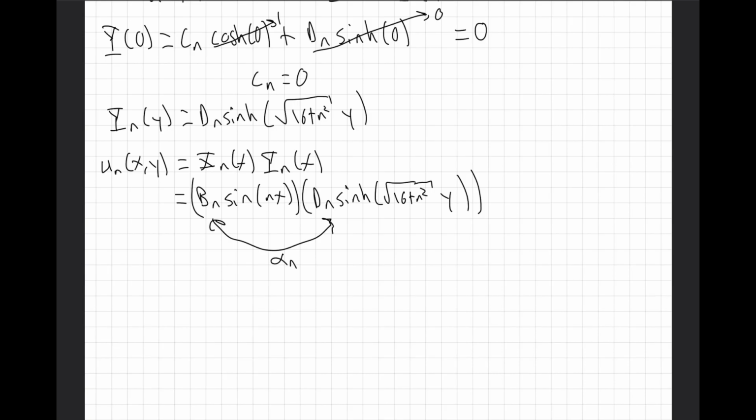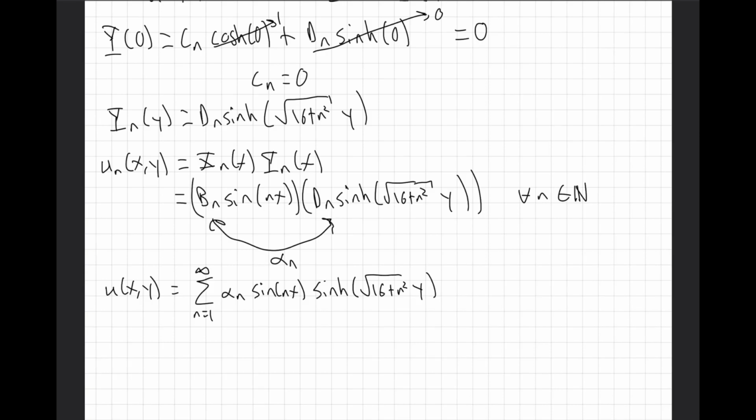So if we wanted u of x and y, we would sum all the values of n because they're linearly independent solutions. n equals 1, because remember, it's for all n in the natural numbers. We start at 1, we go to infinity, and we do alpha_n times sine of nx multiplied by sinh of root 16 plus n squared y.